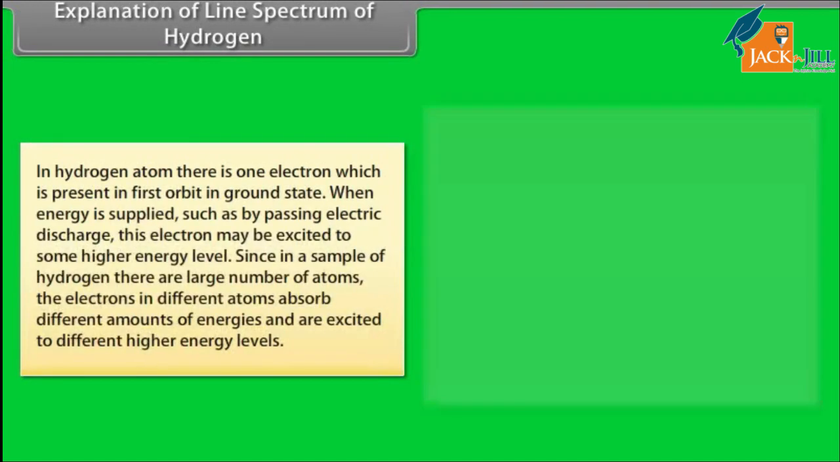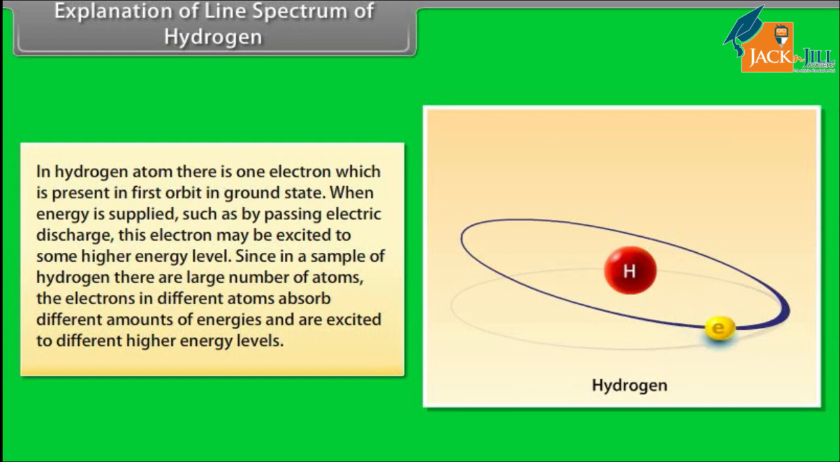Explanation of the line spectrum of hydrogen. In a hydrogen atom, there is one electron which is present in the first orbit in the ground state. When energy is supplied, such as by passing electric discharge, this electron may be excited to some higher energy level. Since in a sample of hydrogen there are a large number of atoms, the electrons in different atoms absorb different amounts of energies and are excited to different high energy levels.